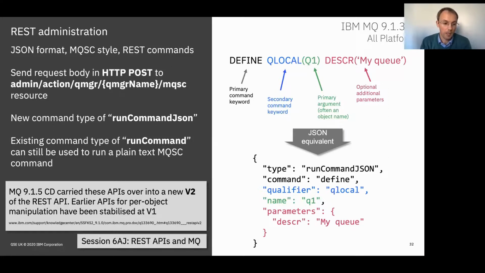At the same time, in 9.15 and thus also in 9.2, we deprecated or stabilized some of the original URLs that we added, because we see this new approach as much more the way we want to go in the future. There's also another session that discussed MQ REST APIs at the GSC conference this year. That's session 6AJ. So if you want to know more about the REST interfaces that we've implemented in more detail, that's a good session for you to go to.